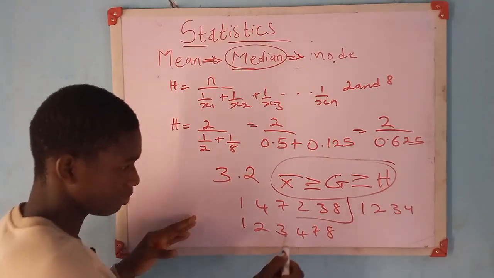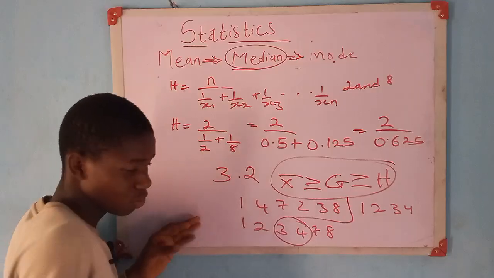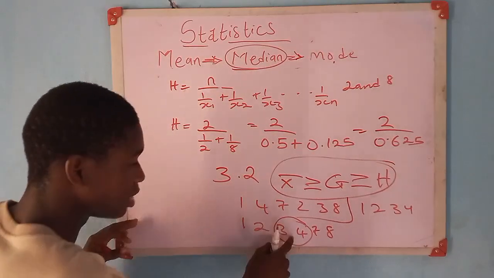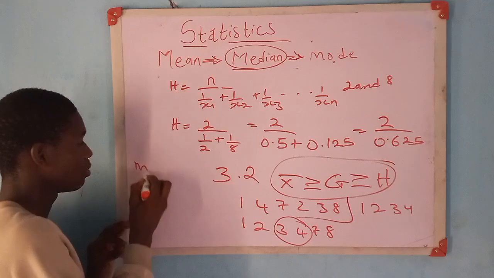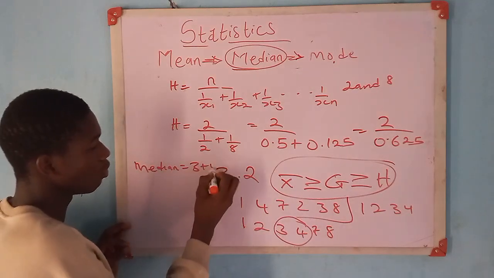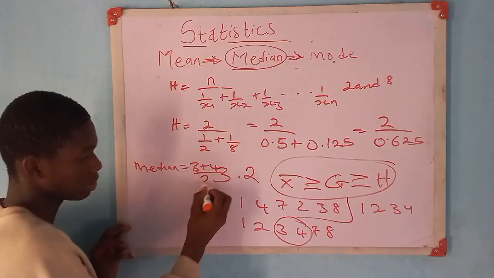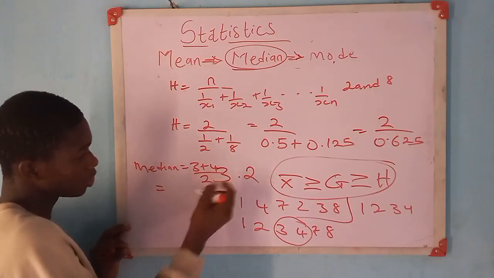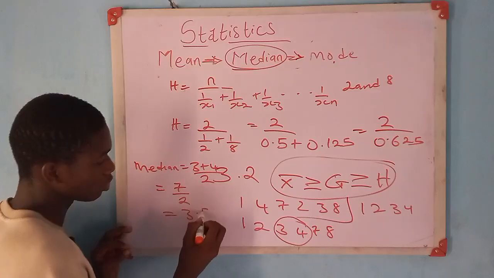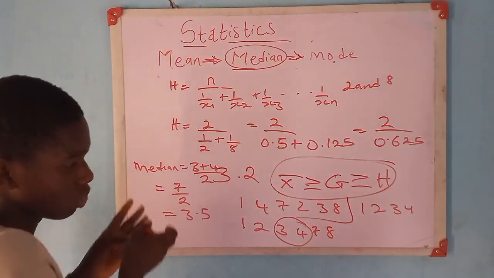So I'm looking for the middle number. What's the middle number? There's no single middle number here because there are two in the middle. So what I'm going to do is add the two of them. My median is going to be 3 plus 4 all over 2, the number of numbers in the middle. So 3 plus 4 is 7 all over 2, which gives me 3.5 as my median for this particular data.